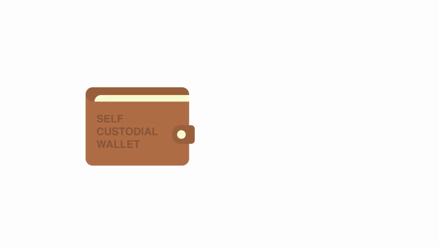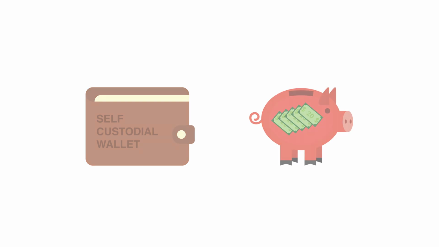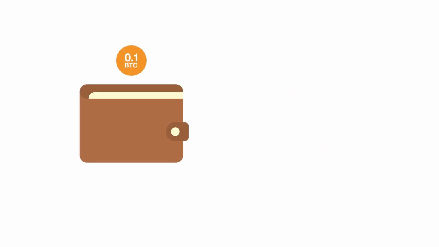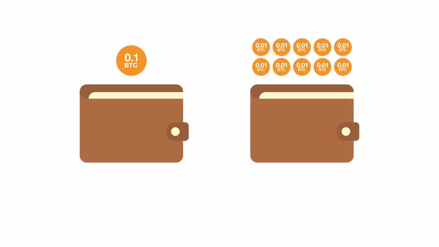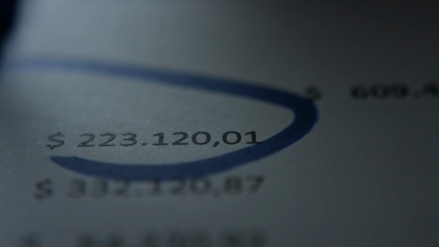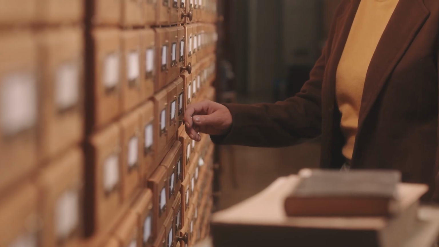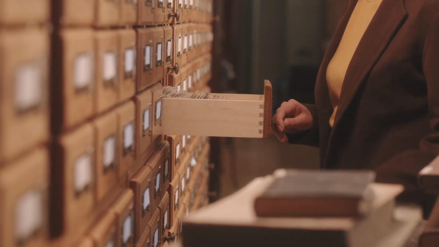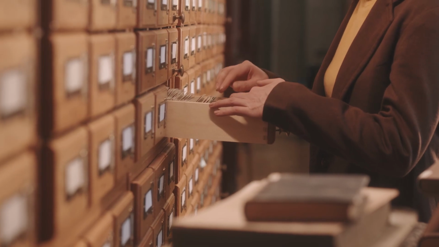However, holding Bitcoin in your own wallet is more like holding cash in a piggy bank. There's a difference between depositing 0.1 Bitcoin into your wallet in one transaction and depositing 0.01 Bitcoin into your wallet 10 times. Even though your wallet will show a total balance of 0.1 Bitcoin, each deposit remains a separate entity. And each of these entities is called a UTXO.